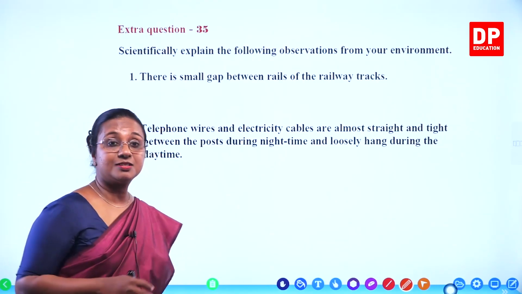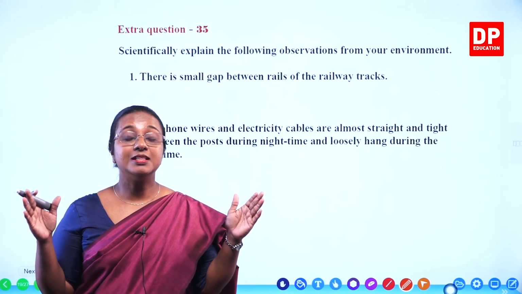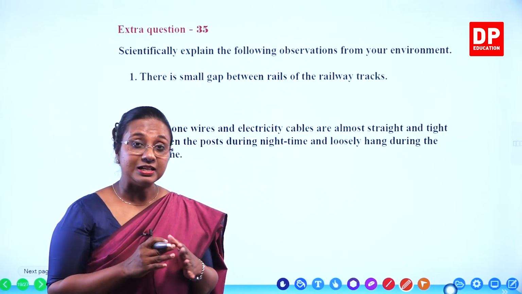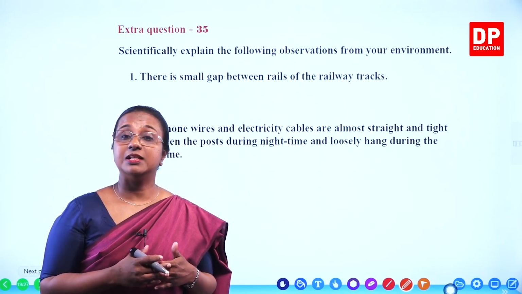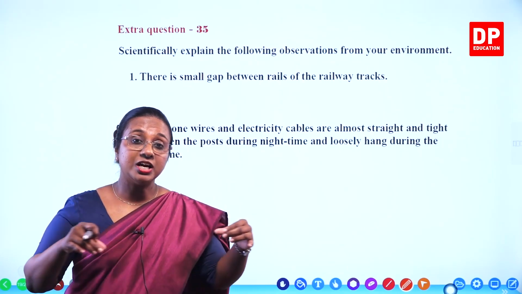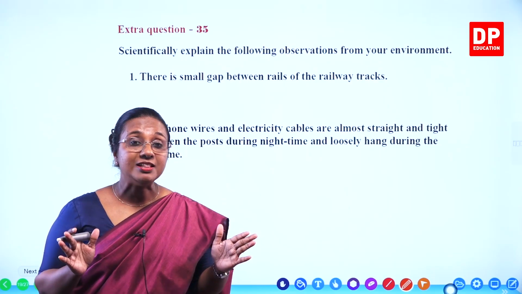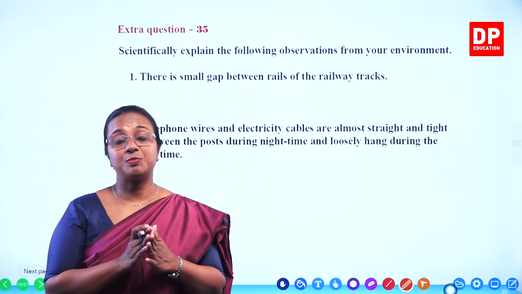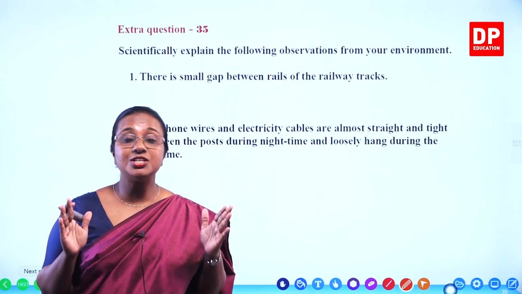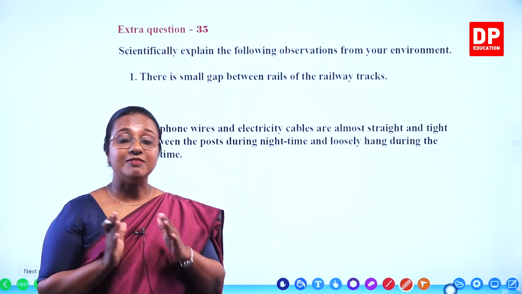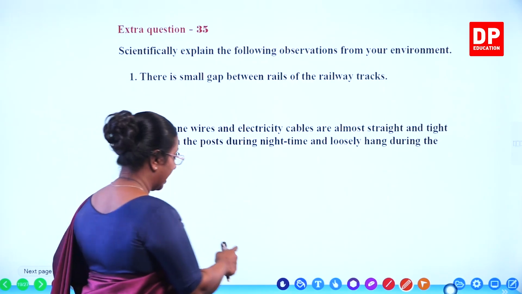The first one, I just explained to you all in the previous slide also. When there are rails, there is a gap between them. Why? The metal of the rail expands due to heat, that is the high temperature during the daytime. If it was a continuous track, due to expansion, it will become deformed. But when there is a gap, the rails will expand and fill up that space. So there will be no change in the shape of the railway track. That will allow the train to pass through without any problem. So that is why there is a gap.